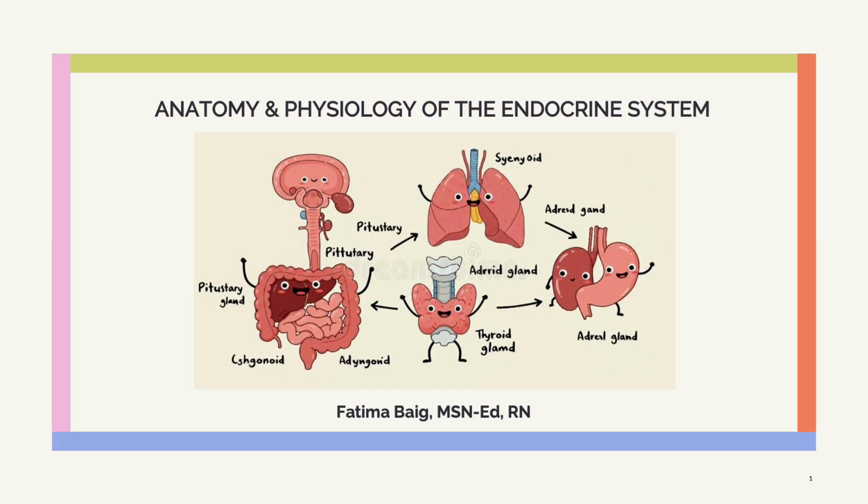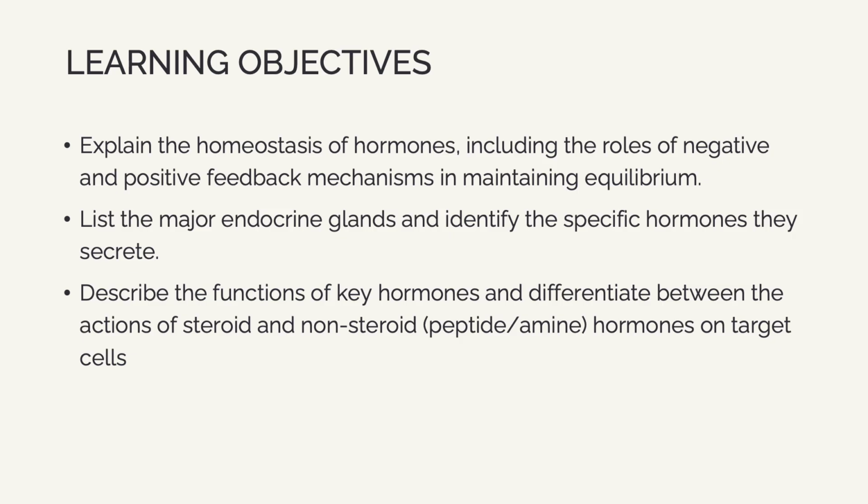Now, as we move through this lecture, we're going to discuss major endocrine glands, the hormones that they produce, how these hormones travel and exert their effects, and how the feedback mechanisms help maintain homeostasis in the body. Understanding the normal functions of the endocrine system will help us better understand the disorders that we're going to discuss in our next lecture. Here are the learning objectives for this lesson.